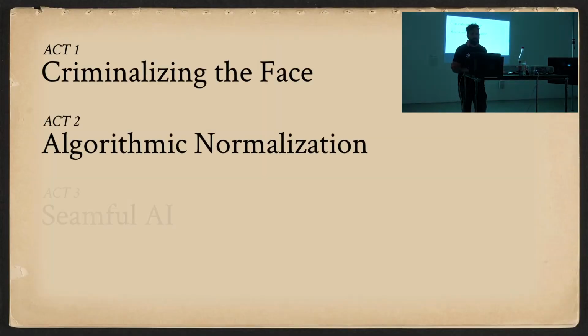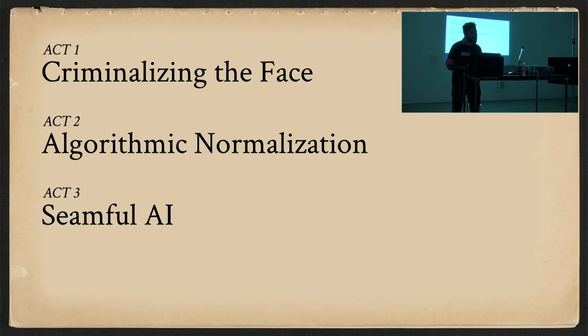So, like everything, it has to happen in 3 acts. I'll start with the criminalization of the face, the history of that. Then I'll talk a bit about algorithmic normalization and what exactly I mean by normalization. And then I will try to argue for Simple AI. So, 3 titles that mean nothing to you, but I'll try to make sense of them.